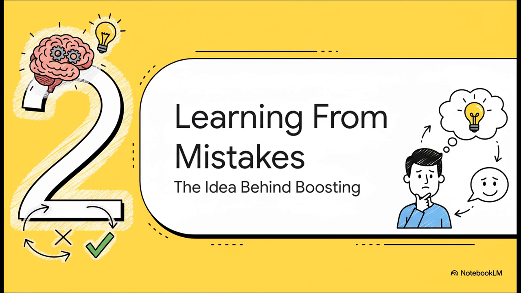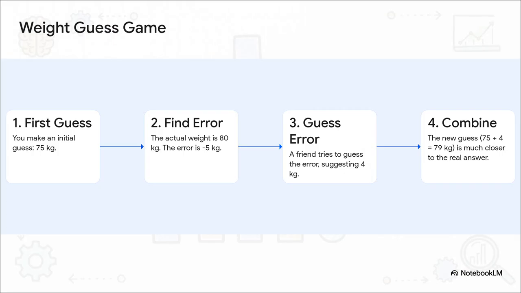Now, to really get XGBoost, you first have to understand the core concept that makes it tick. It's a technique called boosting. And believe it or not, it's based on a really simple, totally human idea, learning from your mistakes. Just imagine we're playing a little weight guessing game. Let's say you take a shot and guess someone's weight is 75 kilograms. Turns out the actual weight is 80 kilos, so your error is 5 kilos.